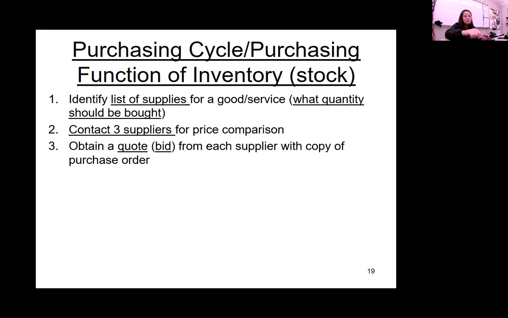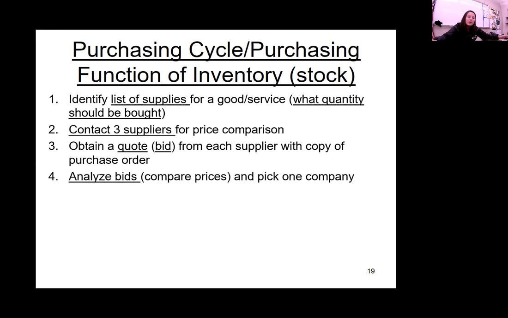Next, you're going to get a quote, or what's called a bid, from each supplier. So if you want to sell pencils, you're going to contact 3 companies that you can buy pencils from. And then you're going to go with the company that gives you the cheapest bid or the cheapest quote. Of course, you're going to analyze the bid, so you're going to compare prices, which is what I just told you, and then you're going to pick one of those companies. Then you're going to send a purchase order.